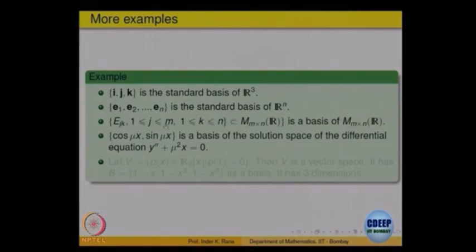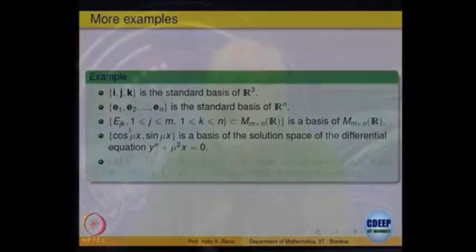For matrices, E_jk, what is E_jk? In that matrix, the jk-th element is 1, everything else is 0. So, how many such matrices are there? m cross n. They are linearly independent and generate everything. So, basically it is nothing but R to the power mn, the standard basis of that, written as matrices, nothing more than that.